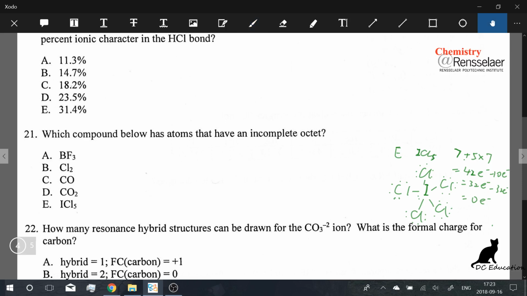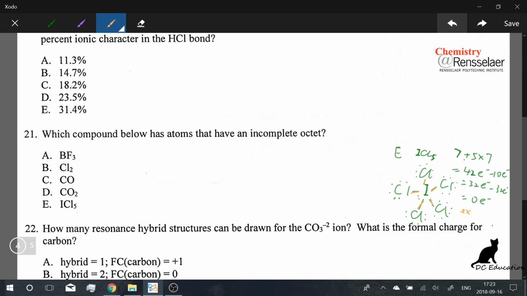So it does not have an incomplete octet. The iodine in the middle has 1, 2, 3, 4, 5, 6 pairs of electrons around it. So this is actually an expanded octet. I don't really know how to spell exceed, something like that. Octet. Okay, so choice E is eliminated.